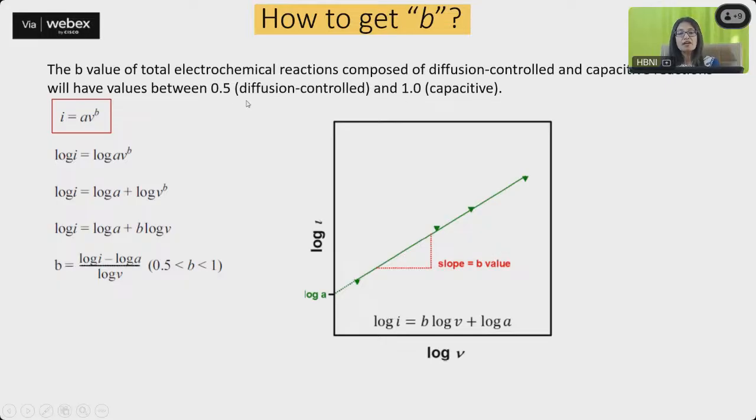So if you have values between 0 and 0.5, it is diffusion controlled. And if you have values between 0.5 and 1, then it is known as capacitive control. And if you have any values in between, then it is both diffusion as well as capacitive control. So what you do is you plot log I versus log nu, and you get this particular straight line, and the slope is going to give you this B value over here.